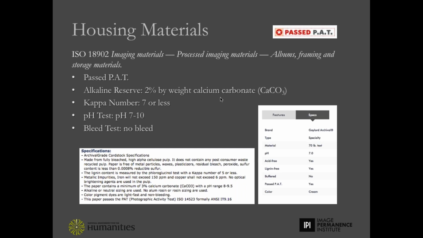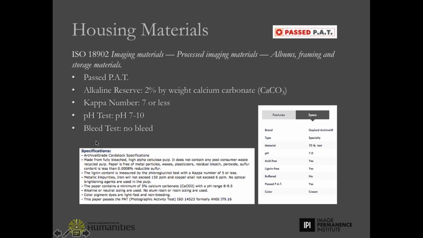The kappa test is the one that looks for lignin content, right? Make sure that they're, quote, lignin free or have a low lignin content. We're looking for a kappa number of 7 or less. pH test, make sure that the material isn't too acidic. And finally, the bleed test is for papers that have a colorant, paper materials with colorant, as well as any marking materials like pens. They shouldn't bleed.